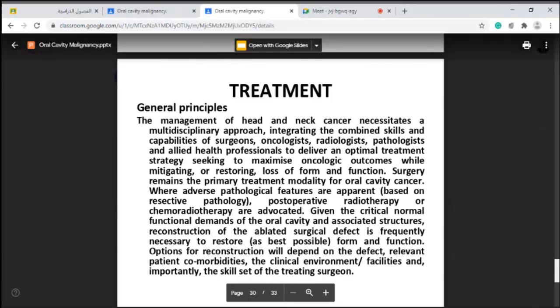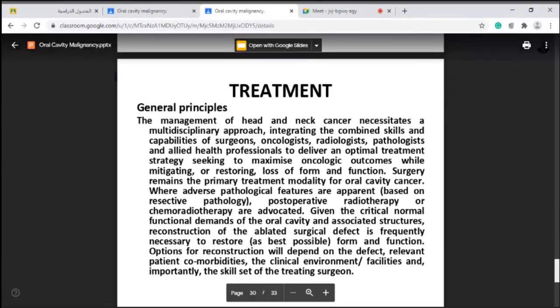So we have teamwork, a multidisciplinary approach: surgeon, oncologist, radiologist, pathologist, and also allied health professionals, because definitely the shape of the patient will be changed in cases of cancer of the tongue and mouth, and the flap we did for the patient, and the function of speaking, drooling of saliva, so he needs support.